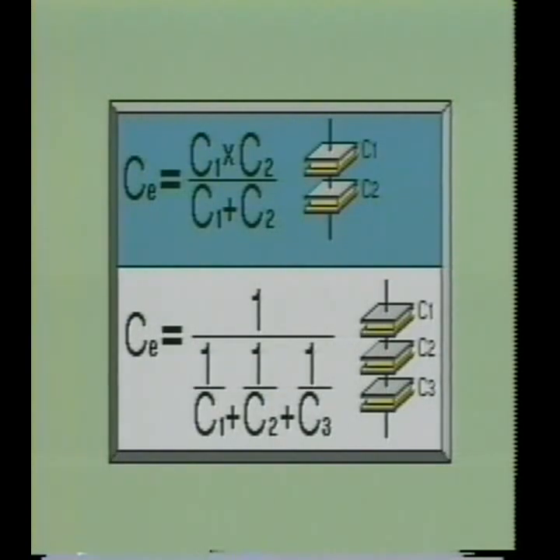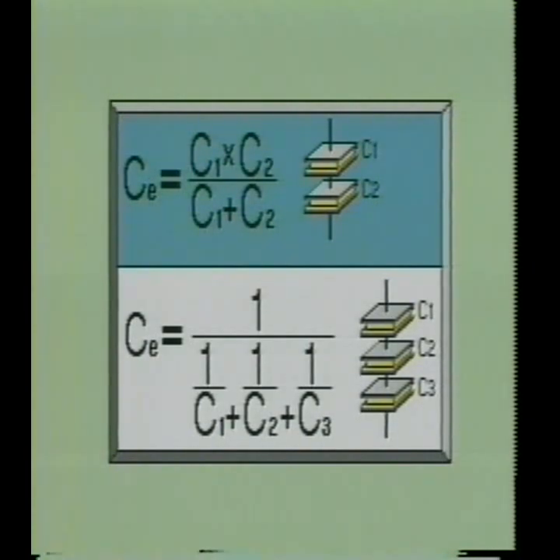Here we see two useful formulas for calculating the equivalent capacitance of capacitors in series. CE equals C1 times C2 over C1 plus C2, or CE equals the reciprocal of C1 plus the reciprocal of C2 plus the reciprocal of C3 divided into 1. Notice the similarity between these two formulas and those used for resistors in parallel.